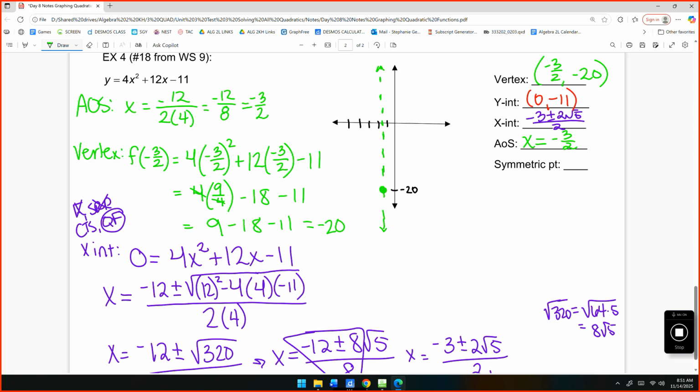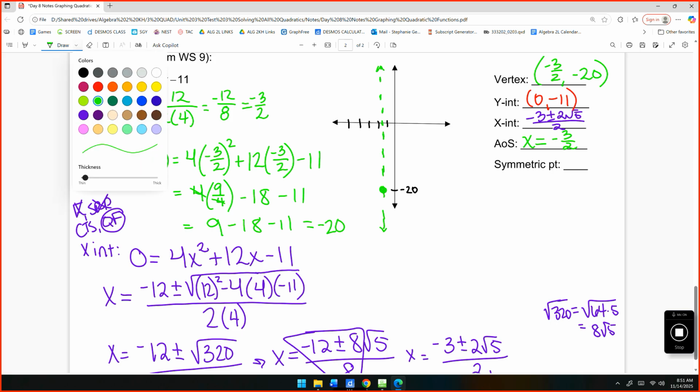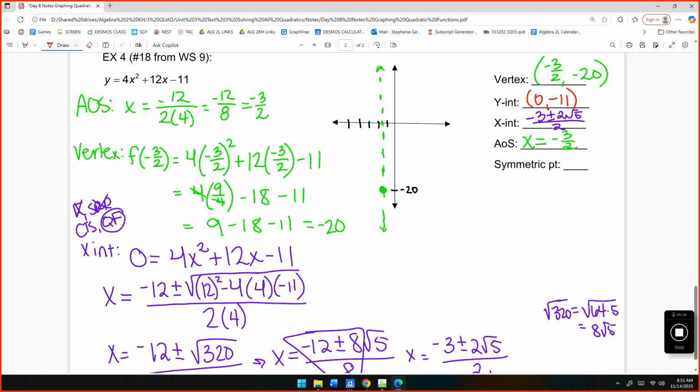Okay, y-intercept is at 0, negative 11. Okay, I'm just calling that negative 11. There it is. That's negative 11 because I said so, right? I just marked it. We can do that kind of stuff. All right, symmetric points. So let's reflect this across the axis of symmetry. So the y-intercept is 1.5 units to the right of the axis of symmetry. So go 1.5 to the left, and we're at this point right here, which is negative 3, negative 11.